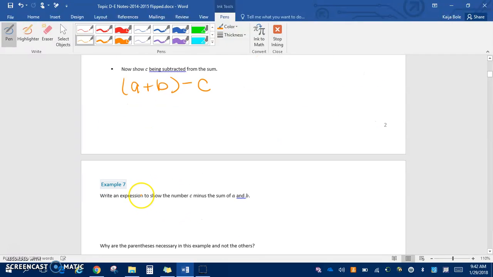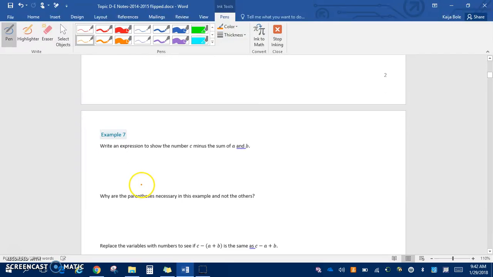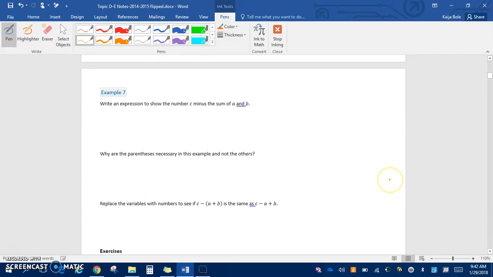Alright, go ahead and flip over to the next page. Example 7 says write an expression to show the number C minus the sum of A and B. So when we just see that word minus, that means that we just keep it in the same order that it is. So it'd be C minus, and then the sum, which means parentheses, and on the inside A plus B.